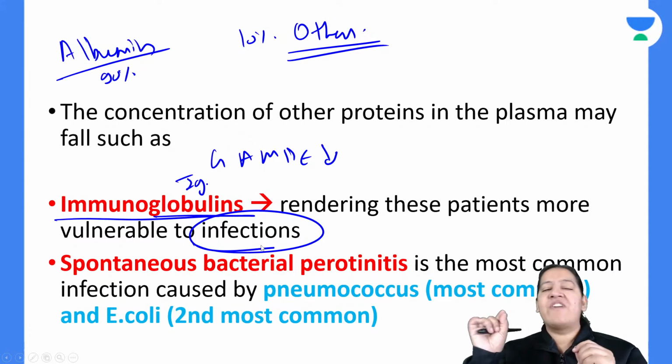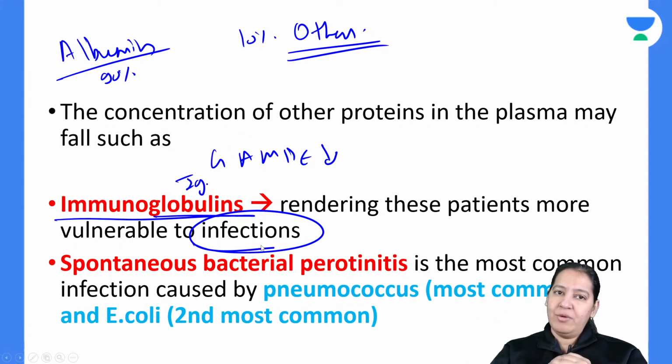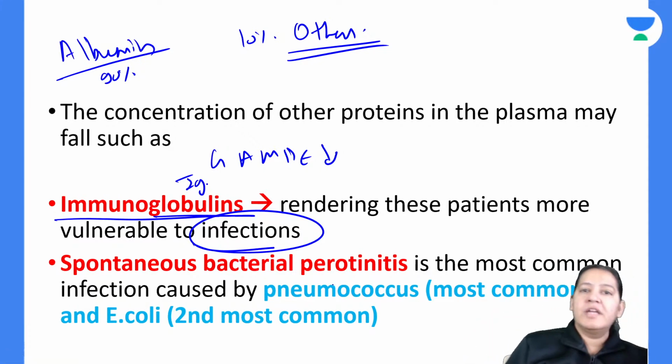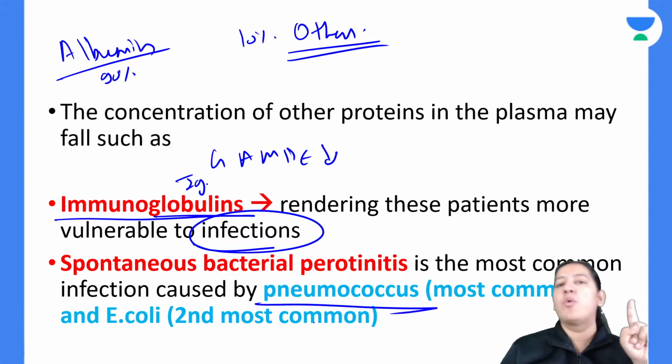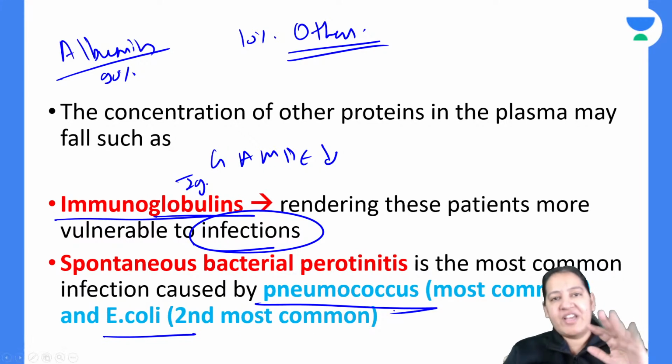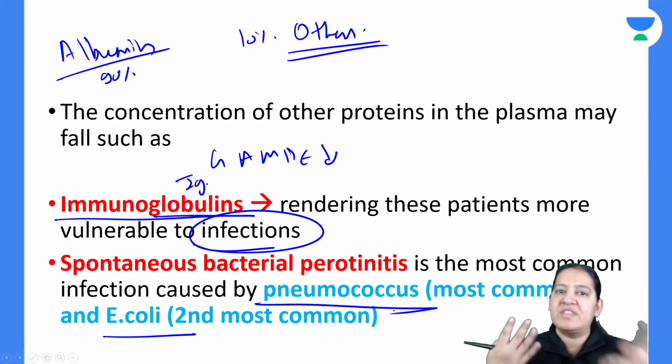Name the most common infection in a patient with nephrotic syndrome. Can you name it? It is written in front of you, pneumococcus. The second most common is E. coli. So learn these two bacterial infections that most commonly occur in a patient with nephrotic syndrome.